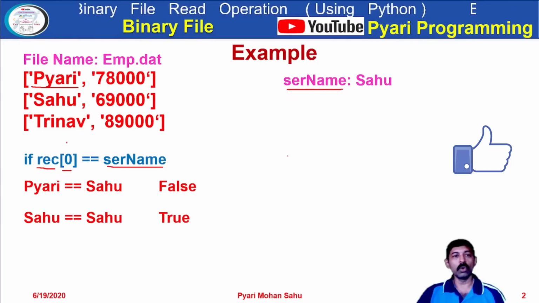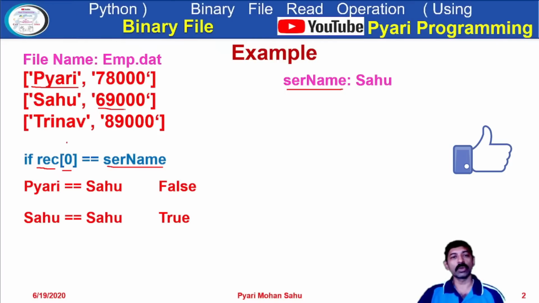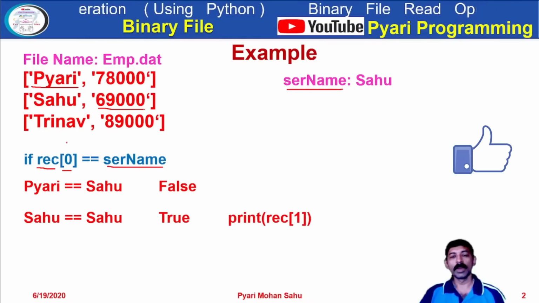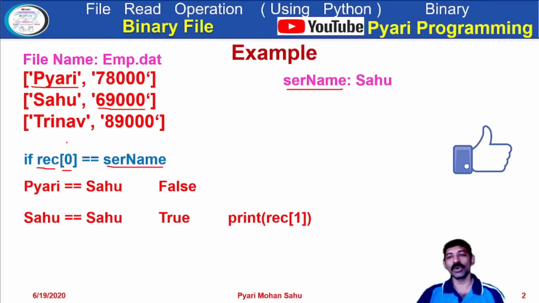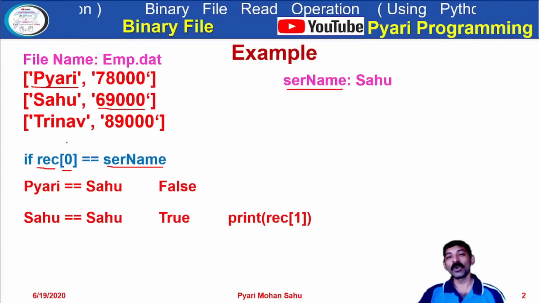Now if it is true, I want to display the salary of the found employee. So it should be this one, that is, the 1 index position. That's why print REC[1]. Once you get it, your job is over. So let's go to the process.